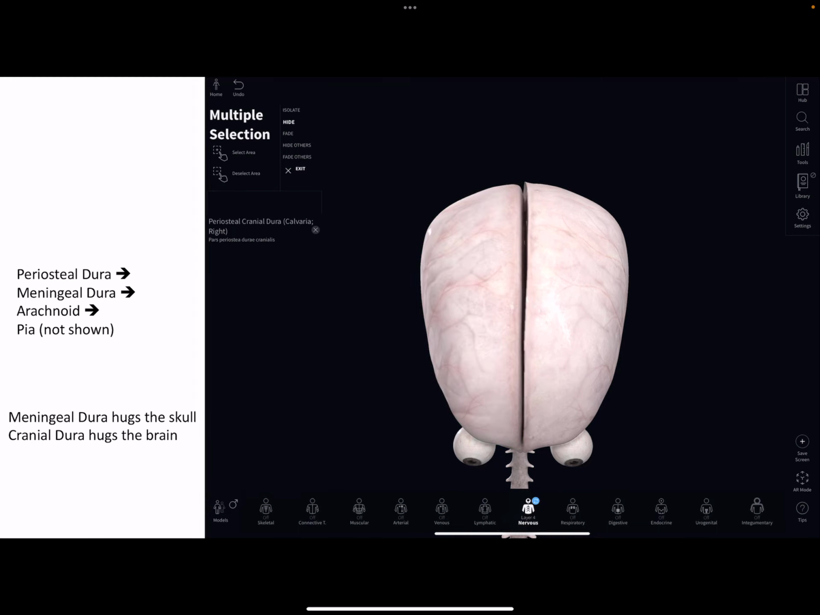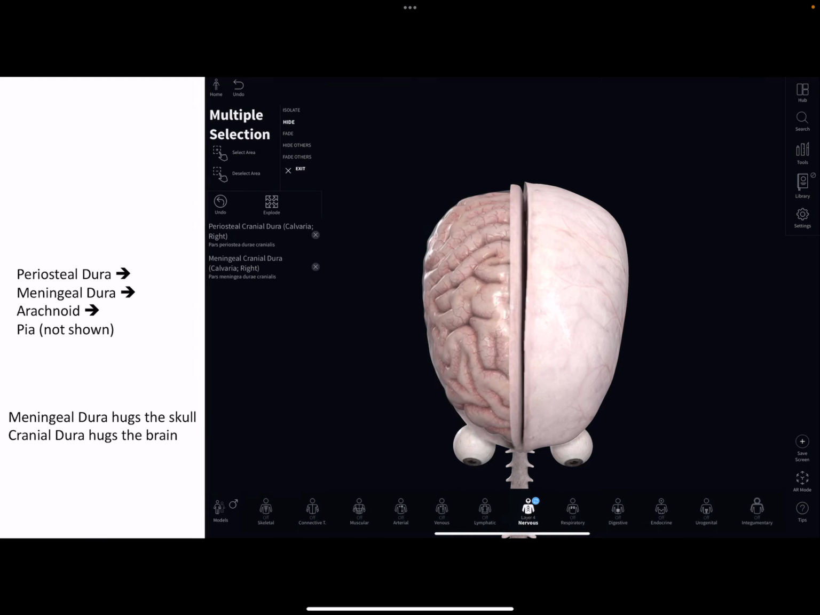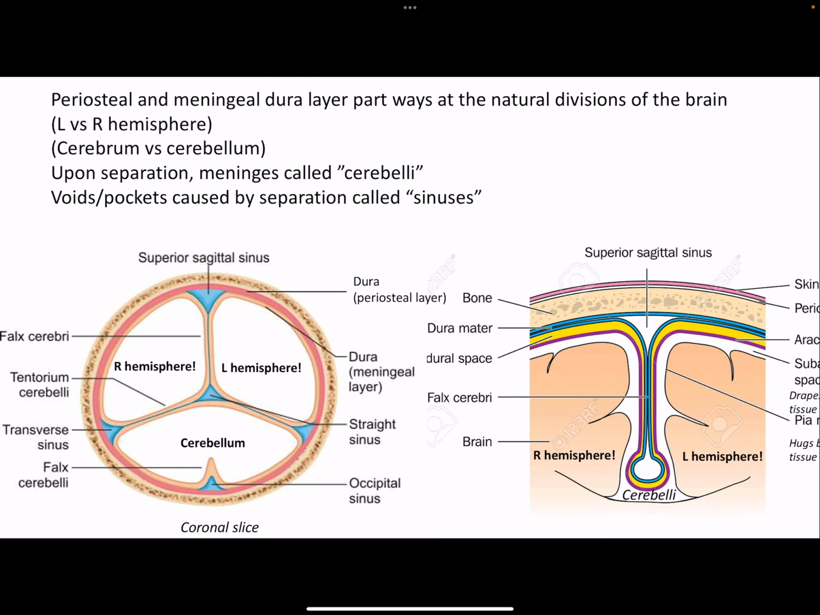So periosteal cranial dura, meningeal cranial dura, arachnoid cranial dura, and then the pia not shown. We already saw that. I could have done without that. Oh, well. All right, so notice here we have the cranial dura. Named cranial dura because it tightly hugs the cranium, right? Goes around this entire thing. Is there ever a moment where the cranial dura is not touching the skull? No, it's always touching the skull. Now, usually it's also on the other side touching its brother, the meningeal dura, right? The meningeal dura right here.